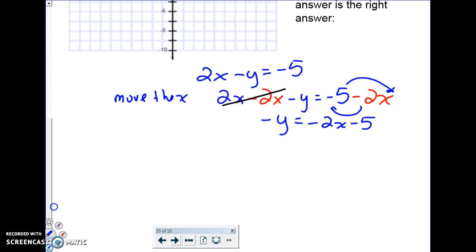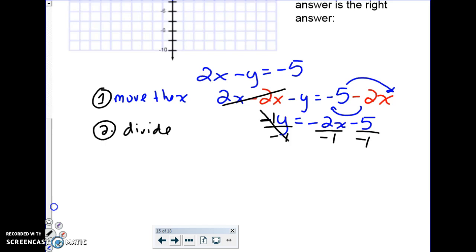All right, so this isn't what y equals, though. This is what negative y equals. So if you remember, this looks like a negative 1. So I'm going to get rid of that by dividing everything by negative 1. So usually step 1 is to move the x, usually, not always, and step 2 is divide, again, usually. Sometimes you only have to do one of the steps. And then those cross out, so my final equation is y equals positive 2 over 1x plus 5, because the negatives all change.